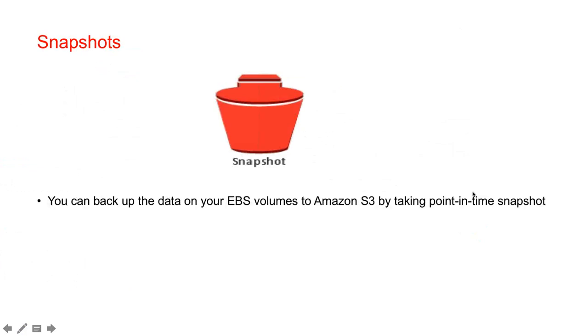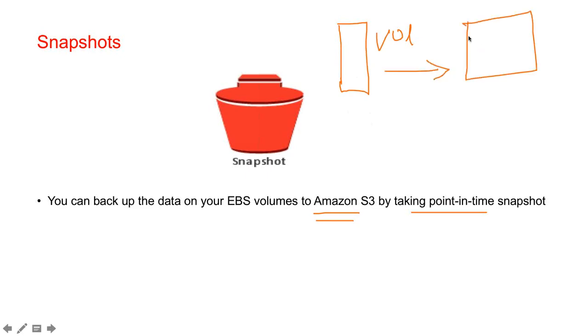So what are snapshots? You can back up your data on your EBS volumes to Amazon S3 by taking point-in-time snapshots. What do you mean by point-in-time snapshots, and how has Amazon S3 come into this picture? Let's suppose this is your EBS volume. You can create the exact replica, the exact copy of it in the form of snapshots. You can say that snapshots are the backup of your volumes.